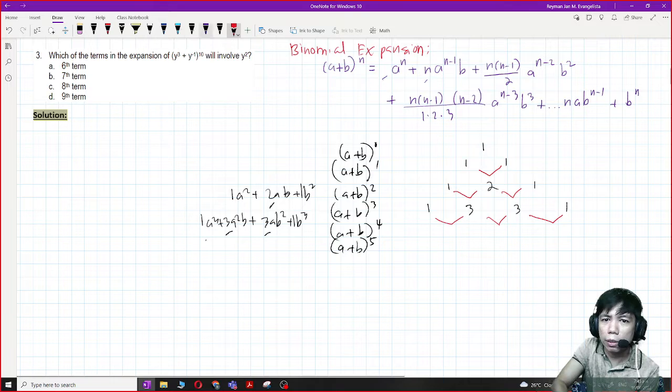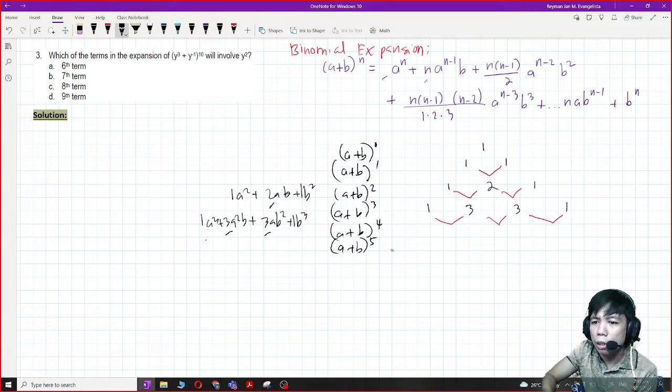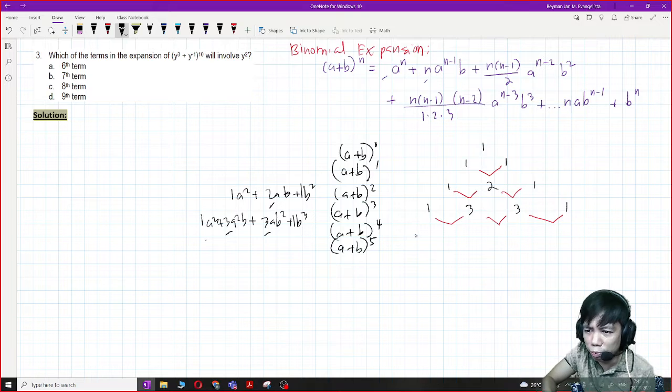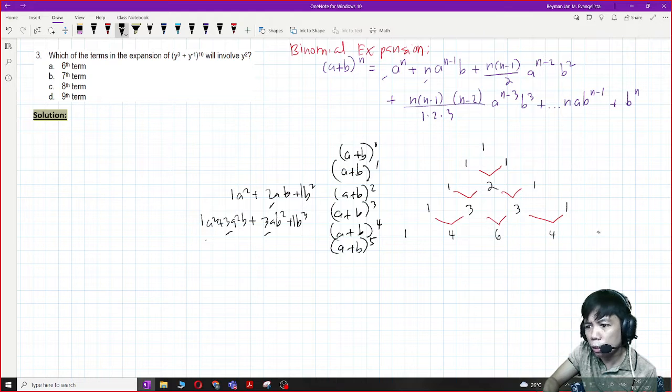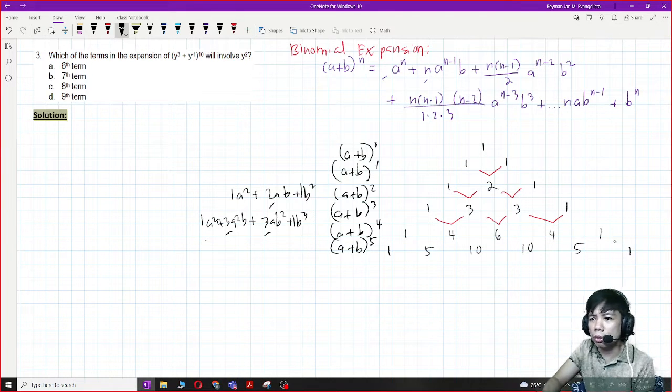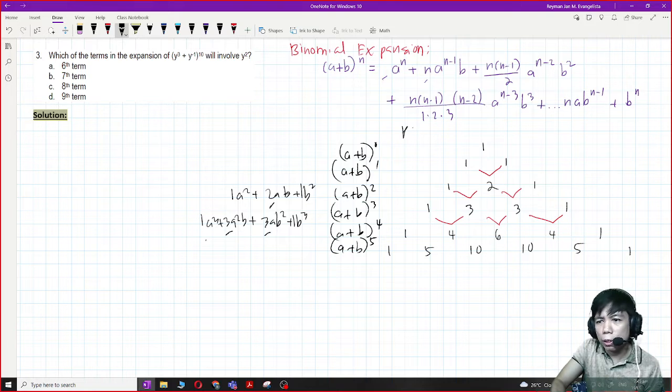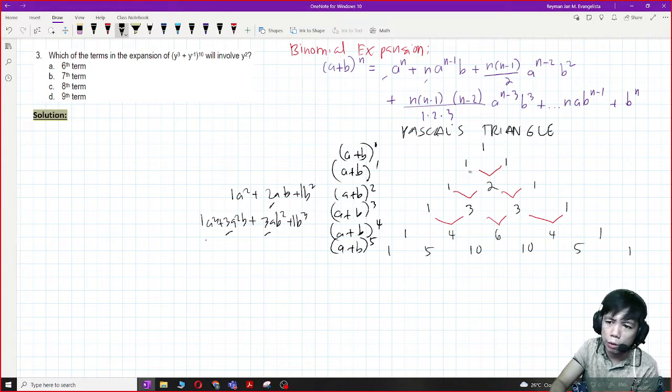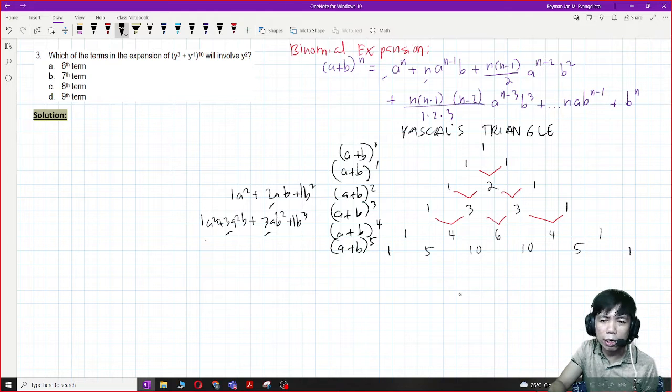Okay? Ayan. So, yung (A plus B) raised to 4, pag in-expand mo yan, yung mga coefficients ay 1, 4, 6, 4, and 1. Okay, pag 5 naman guys, so 1 plus 4 is 5, 4 plus 6 is 10, 6 plus 4 is 10, 4 plus 1 is 5, and then 1. Okay, ganun yung Pascal's triangle. Ayan. So gagawa ka ng table or ng triangle, okay?